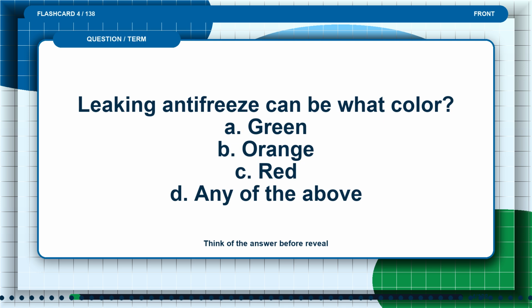Flashcard 4. Leaking antifreeze can be what color? A. Green. B. Orange. C. Red. D. Any of the above. Pause and think of the answer before the reveal.